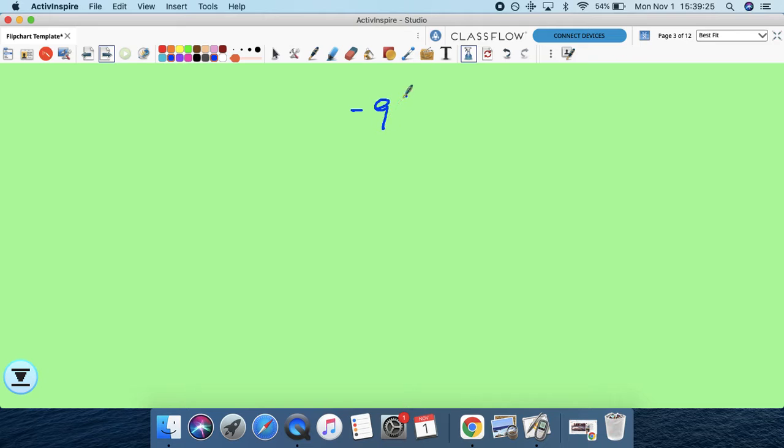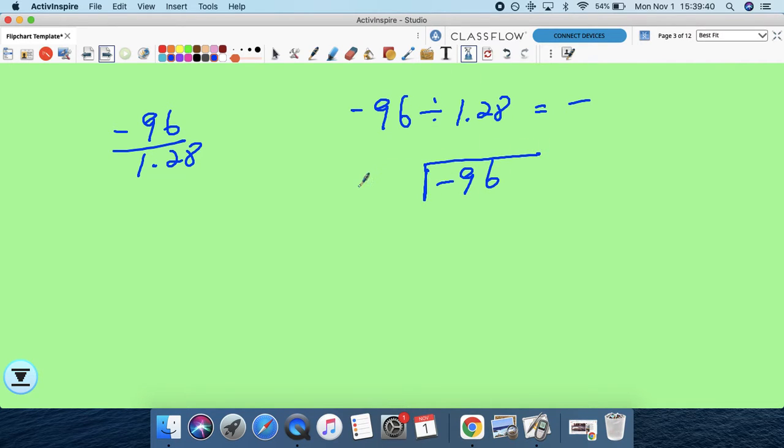This is negative 96 divided by 1.28. So it's a negative divided by a positive, so my answer is negative something. Negative 96 is our dividend, and our divisor is going to be 1.28. Move this decimal 2 over, so we get 128. Is there a decimal in 96? There's a decimal right here at the end. We move it once and twice, so we put in 0 and 0. It's going to be negative 9,600.